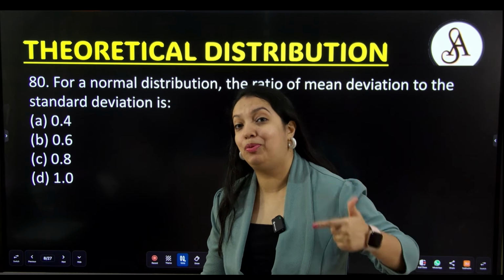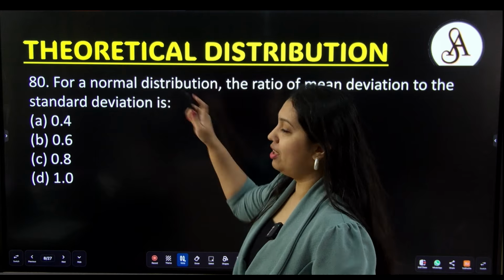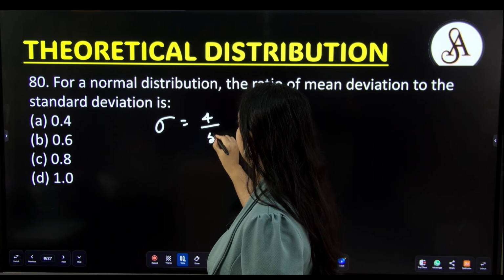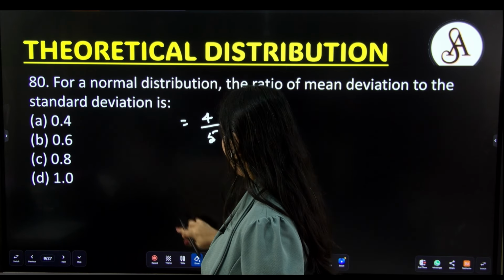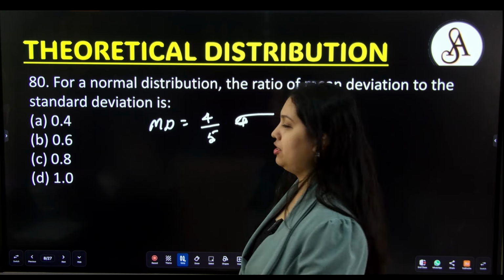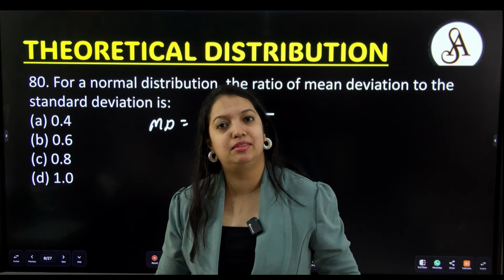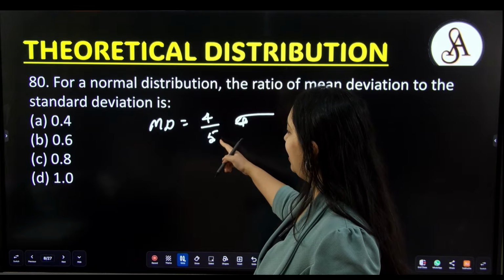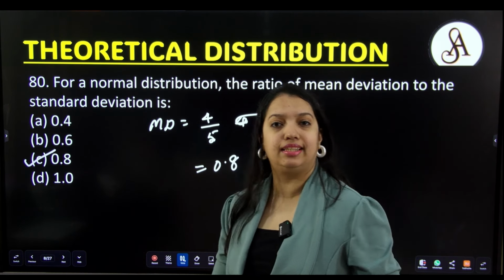Next, for a normal distribution, the ratio of mean deviation to standard deviation. Remember those 10 points to remember I had given, and I told 6 point is very important. For a normal distribution, mean deviation will be 4 by 5 of standard deviation. Quartile deviation is 2 by 3 sigma, mean deviation is 4 by 5 sigma, and sigma is highest among all the dispersion values. So 4 by 5 means 0.8 times. So option C is correct.